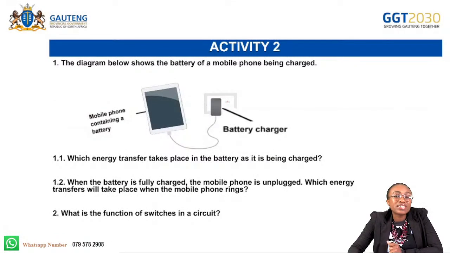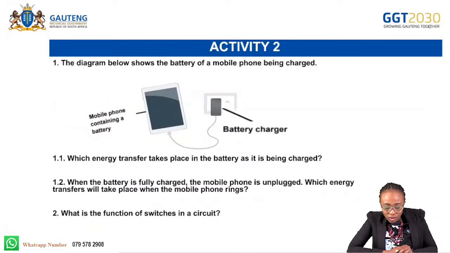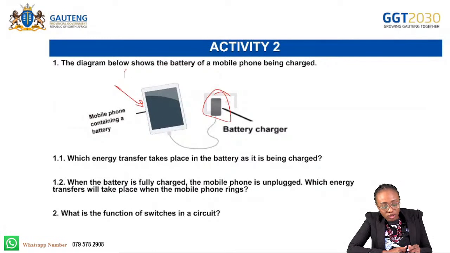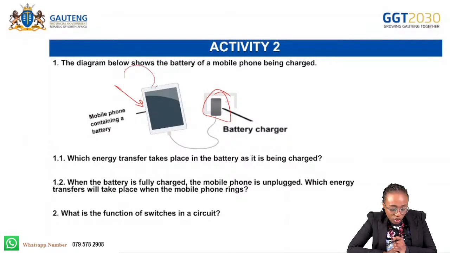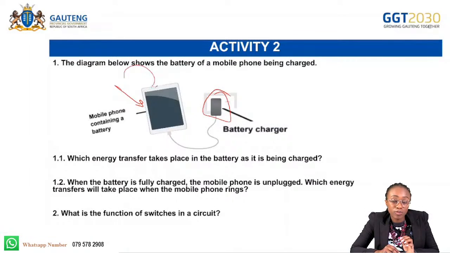Welcome back, learners. Now let's answer the questions. The diagram below shows the battery of a mobile phone being charged. So we've got the battery charger, then we have the mobile phone that is containing the battery. The battery of the mobile phone is inside the mobile phone. Question 1.1. Which energy transfer takes place in the battery as it is being charged?